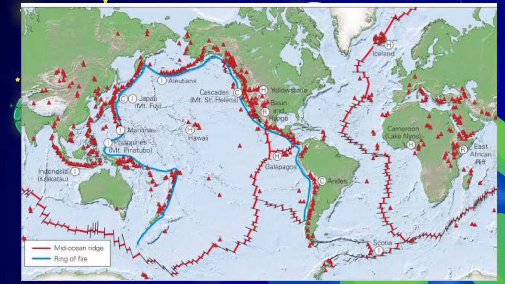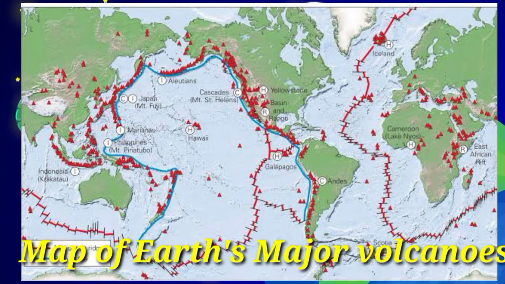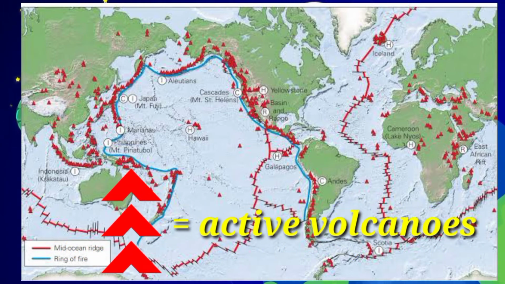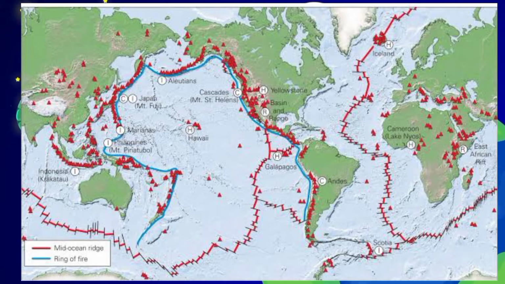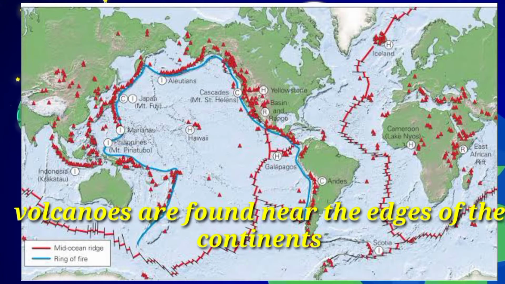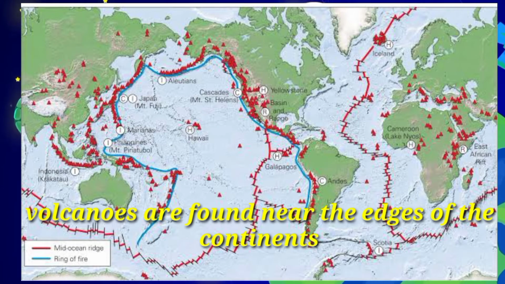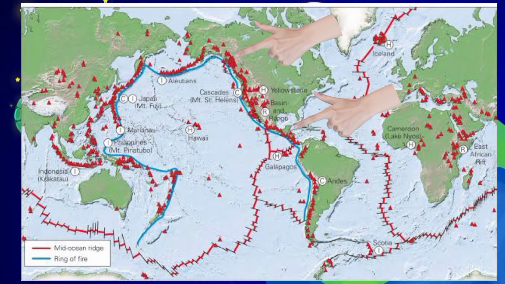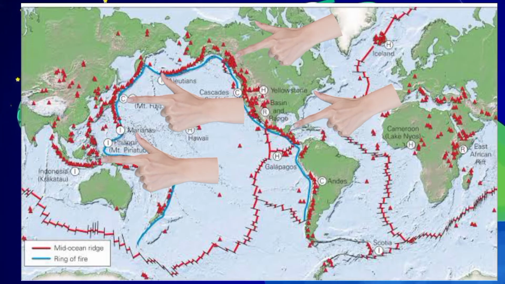Now, let's have the second map. What does this map show? This map shows the Earth's major volcanoes, and the red triangles are the active volcanoes. And how are volcanoes distributed? Volcanoes too are not randomly distributed. Majority of them are found along the edges of some continents. Where are they situated? Majority are found along the edges of some continents, particularly in the western coast of North and South America, East and Southeast Asia.